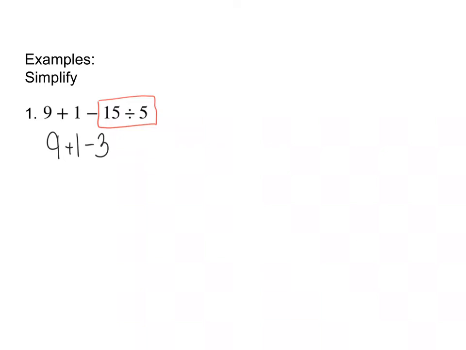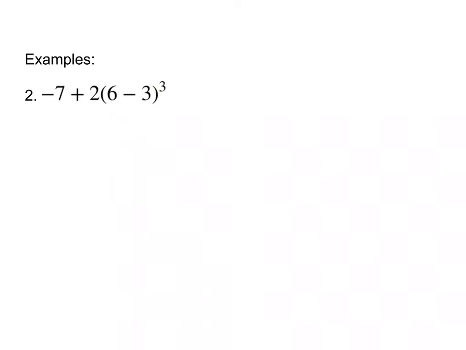And remember, we always do this from left to right. So the first thing I would do is this 9 plus 1. So that's going to give me 10. Now everything outside of the box is just going to get rewritten. We're not going to tackle that yet. And then last, we can do 10 minus 3, and there is your simplified expression at the number 7.